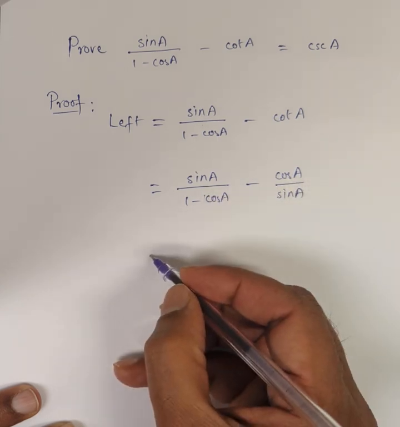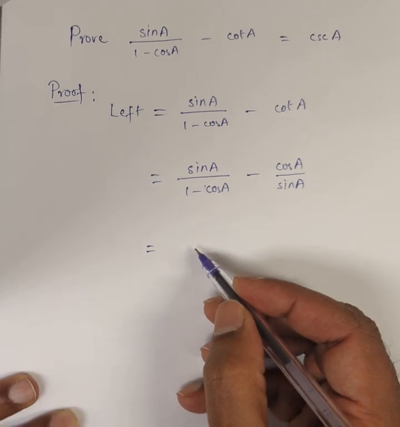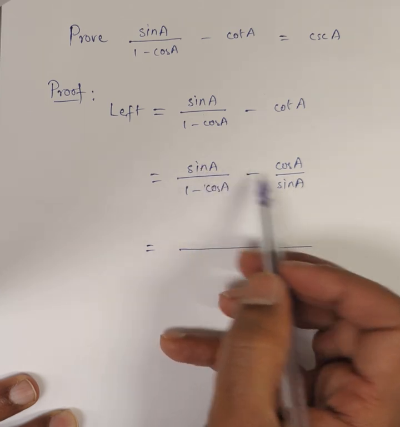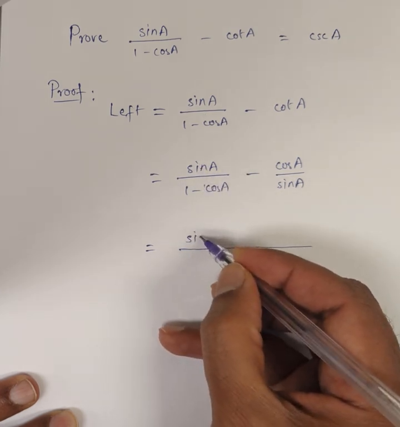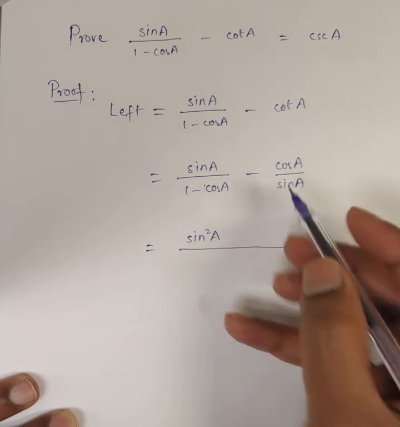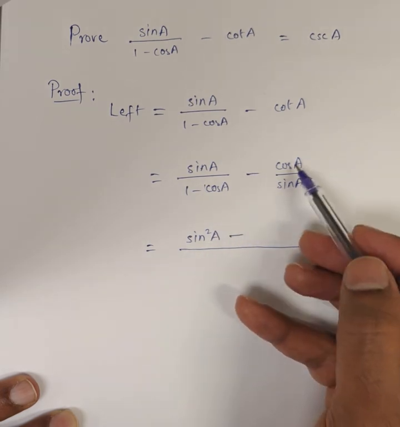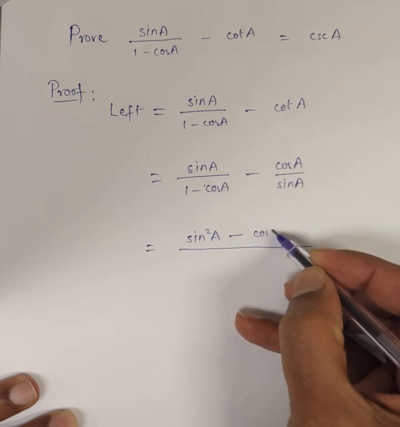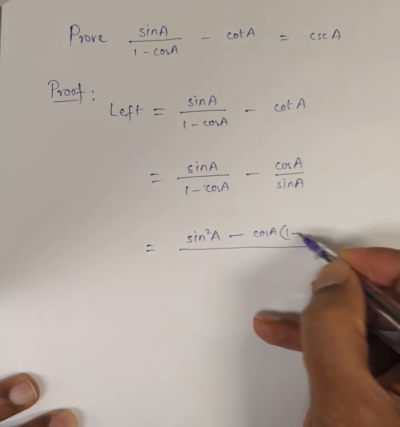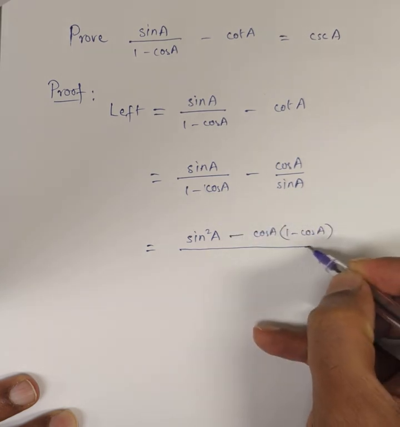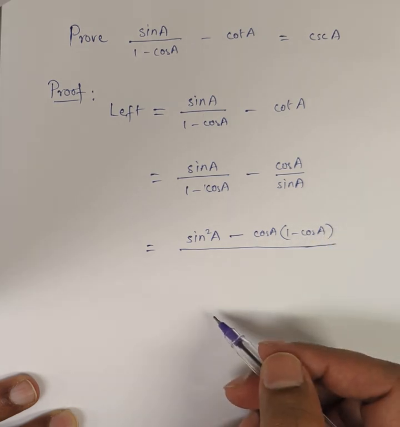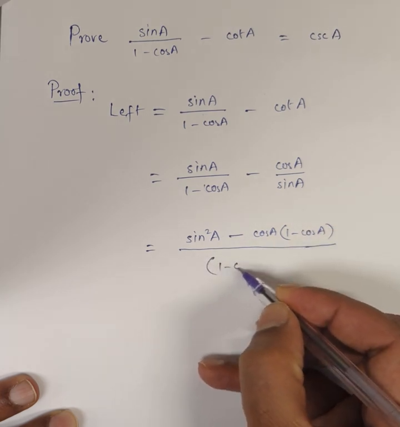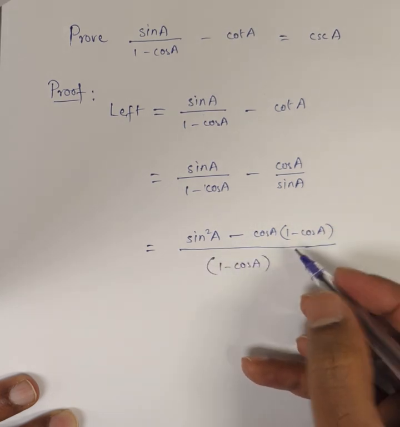So I'm going to cross multiply. The result is going to be again a fraction where the numerator is going to be the cross product, sine A times sine A. That's simply sine square A. And then I'll copy the minus and I will be multiplying this, so this is going to be cos A times this binomial, 1 minus cos A. So let's put the binomial in parentheses. And then the denominator is nothing but the product of the denominators, which is that.